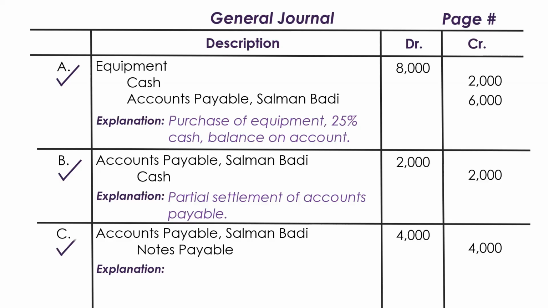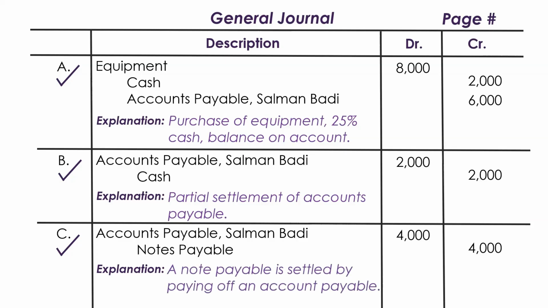After this, Chef Emad still had $4,000 left in accounts payable. Instead of paying this off immediately, he decided to convert it into a formal notes payable. This means he now has a structured loan agreement with Salman Badi for the remaining amount. The explanation is a notes payable is settled by paying off an account payable.